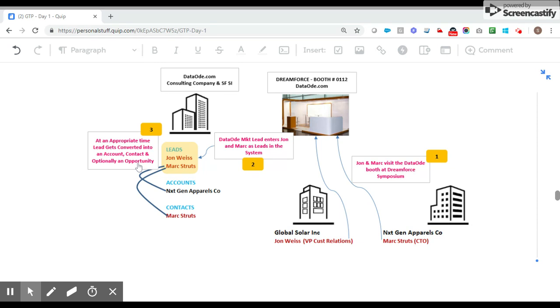An opportunity is a revenue generating event. Essentially, if they were discussing the implementation of Salesforce Sales Cloud, that is an opportunity. Salesforce implementation is an opportunity. So essentially, the lead, once converted, would create accounts, contacts, and optionally an opportunity. This essentially sums up the critical Salesforce entities, which are leads, accounts, contacts, and opportunities.